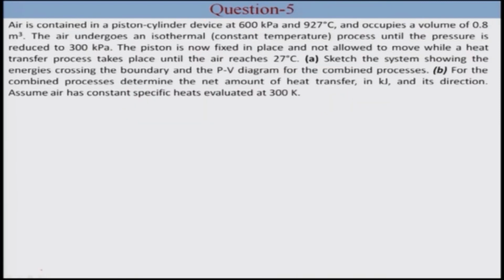Coming to the final question, air is contained in a piston cylinder device at 600 kilopascal and 927 degrees centigrade and occupies a volume of 0.8 meter cube. The air undergoes an isothermal process until the pressure is reduced to 300 kilopascal. The piston is now fixed in place and not allowed to move while a heat transfer process takes place until the air reaches 27 degrees centigrade. First we have to sketch the system showing the energy crossing the boundary and the PV diagram for the combined process.